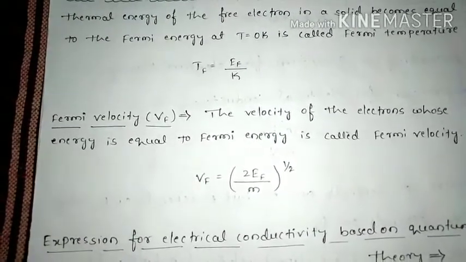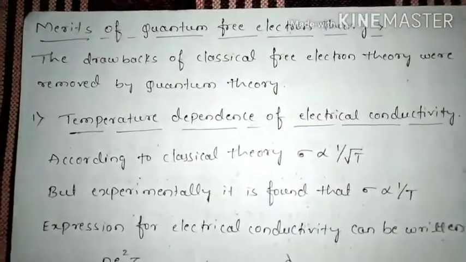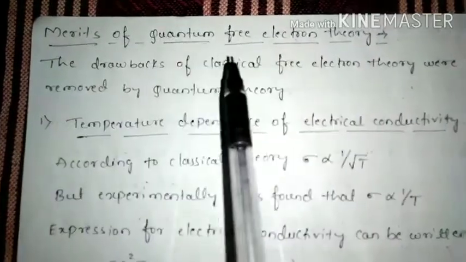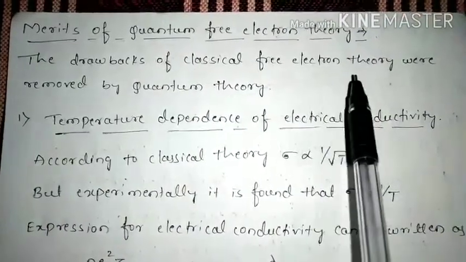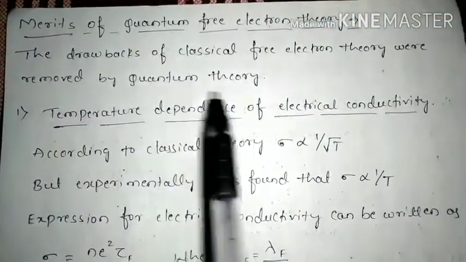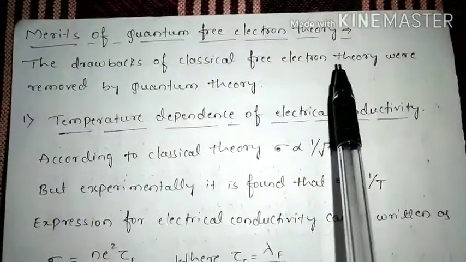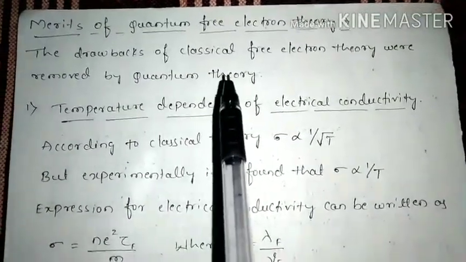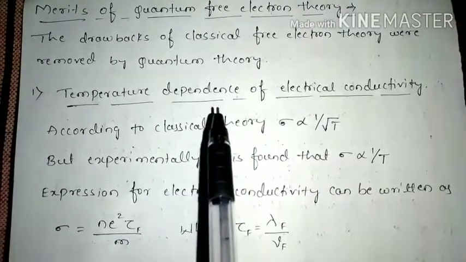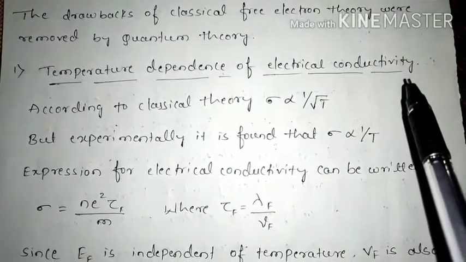Now, what are the merits or the success of quantum free electron theory that we will discuss, which we will call merits of quantum free electron theory. The drawbacks of classical free electron theory were removed by the quantum theory. At the beginning we discussed that the classical free electron theory has demerits or drawbacks, which are removed by the quantum free electron theory. So what are those drawbacks? The first one is temperature dependence of electrical conductivity.